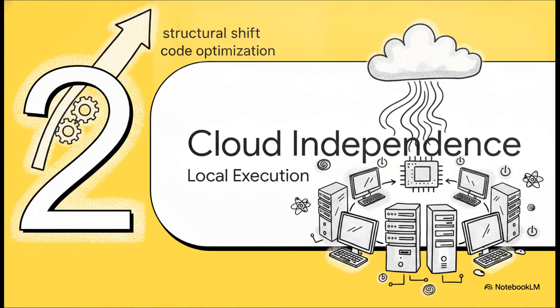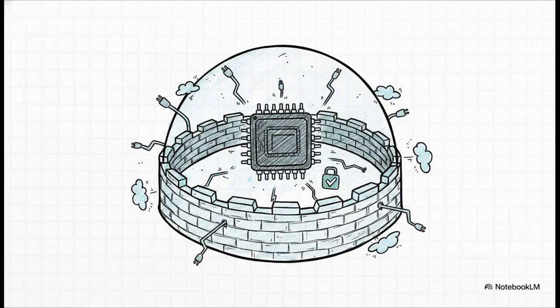Moving right along to Section 2, absolute cloud independence. That structural shift brings us to what is arguably the biggest overarching victory of this whole migration, achieving true, absolute cloud independence. Look at these specs. The system is now fully verified to execute locally on standard consumer processors, like an AMD Ryzen, completely untethered from remote servers. And they enforce this through a brilliant fail-closed isolation mechanic.